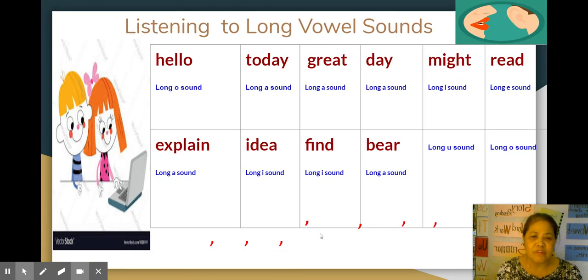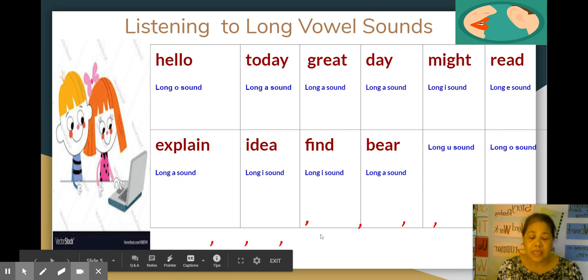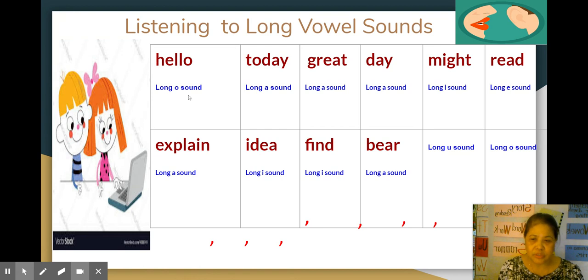Okay, let's review long vowel first, boys and girls. In the morning message we read, we have all of these words right there. So we're going to read all of it. Ready? Go. Hello, today, great, day, might, read, explain, idea, find, and bear. So we have 10 words found on that morning message, which were highlighted or colored red.